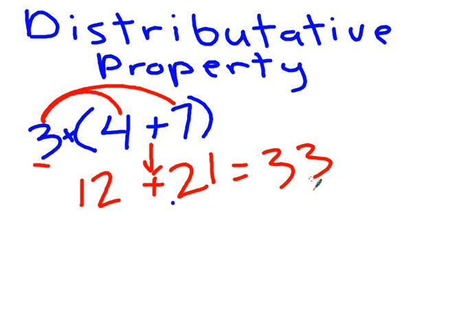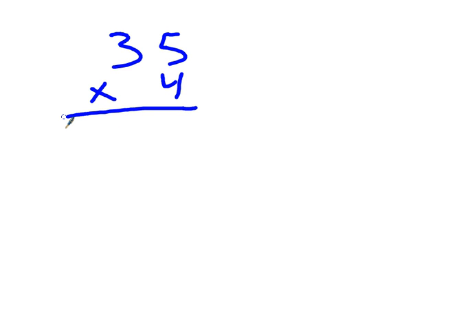Okay? Now, I know another way you can do it. You can add up the 4 and 7 first. But I want to show you how we're basically using the distributive property when we do those multiplication problems where it's 2 digit times 1 digit. Okay, watch. 35 times 4.